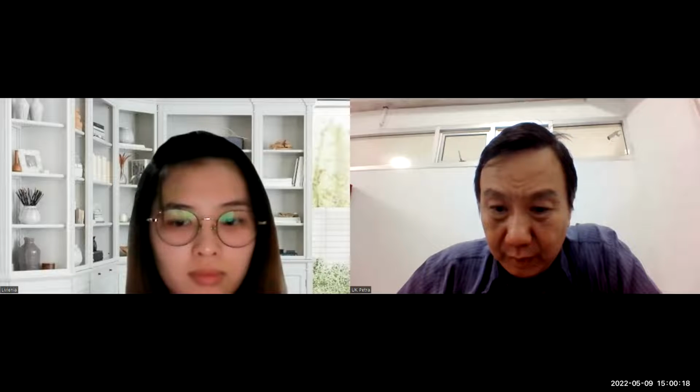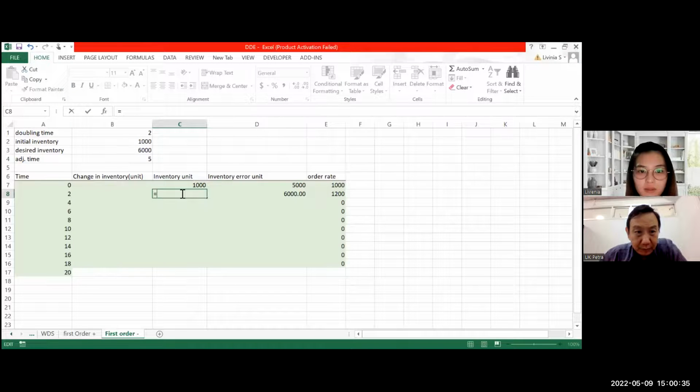Okay. That is negative. So negative one. So similar to the first one, you also create the parameter. Can I share my screen? Yeah. Because I'm using this. So 1000. Wait, inventory, which one is it?